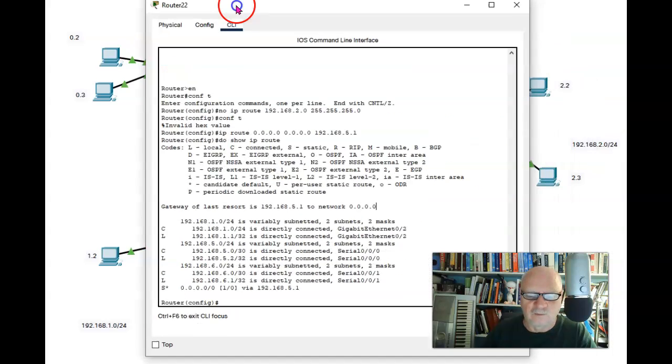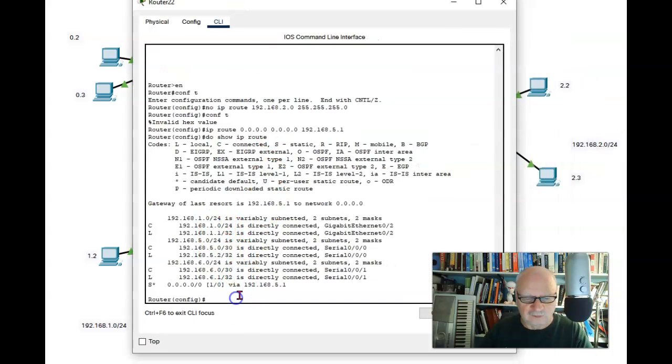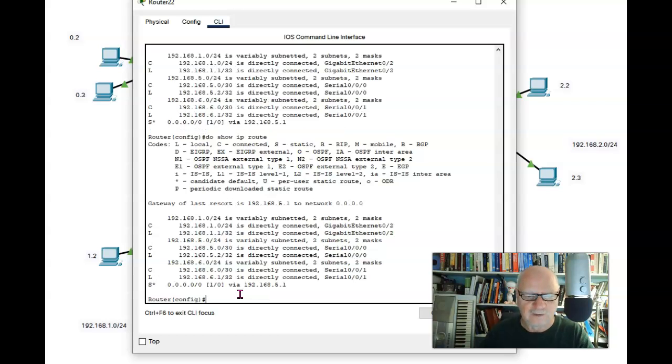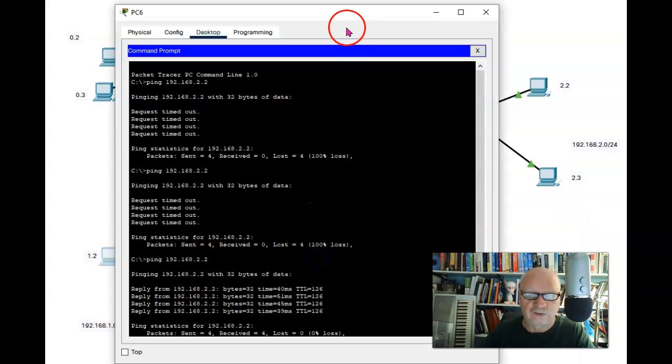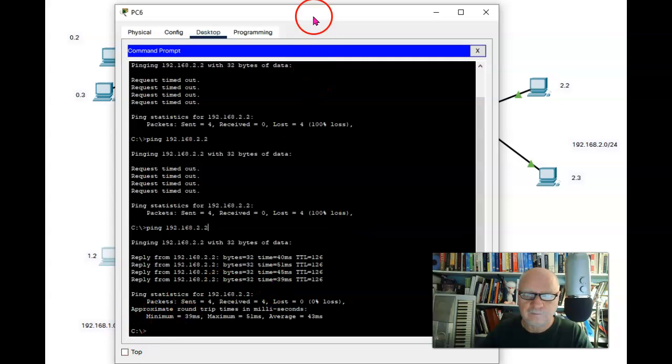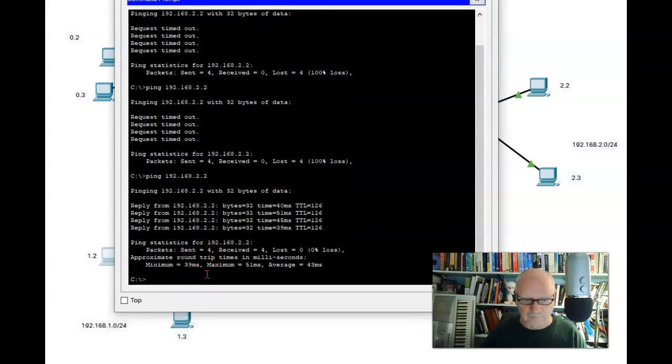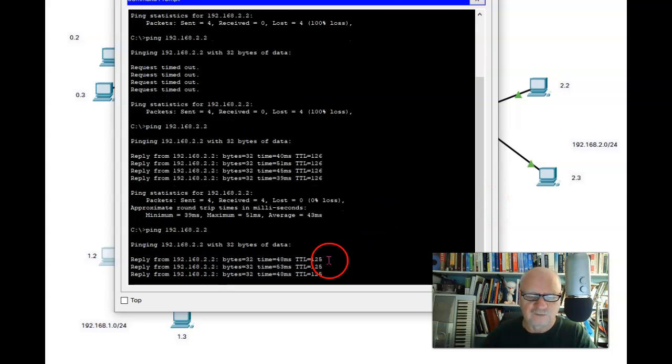In fact, let's take a look at R1 again. So let's redo this IP route, and you'll see the only static route I have in here is not a route to 2.2, but I have a default gateway, or gateway of last resort, that says send any network traffic that I don't know where to get to out to 5.1. So it sends it up to this router. Let's try our ping now and see if we're successful. Ping 192.168.2.2, and look at that, we have a successful ping.